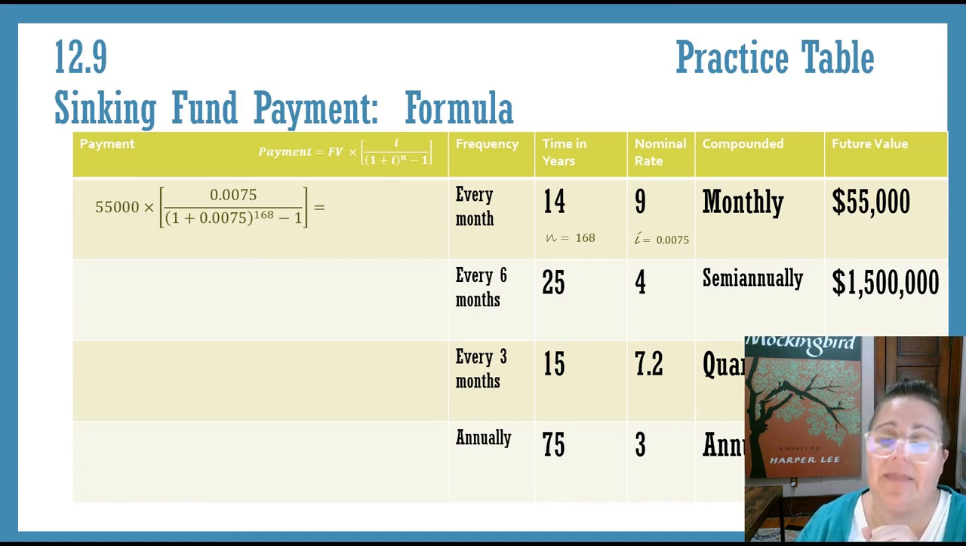0.0075. Divide by that big long decimal. Enter. Now multiply by 55,000.